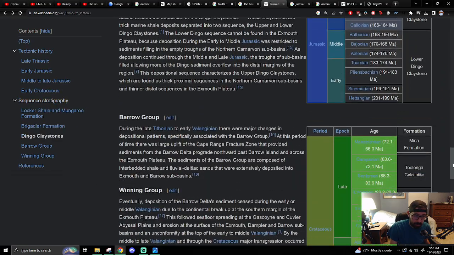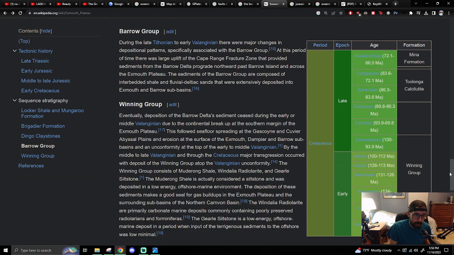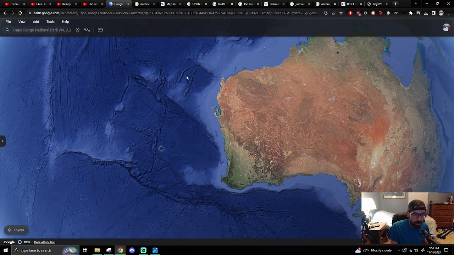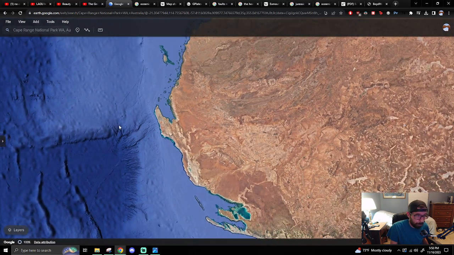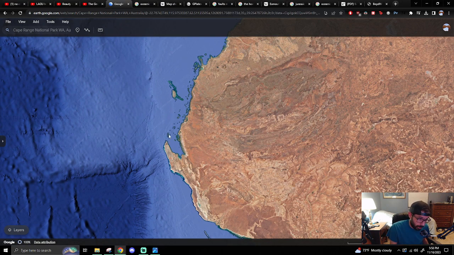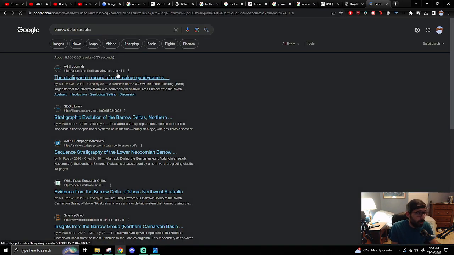Okay, let's keep going. So we're almost on the Exmouth Plateau, composed of interbedded shale. Let me read the rest of this. Provided sediments north, so this uplift in this region provided sediments northward past Barrow Island here. Although I really would say it definitely relates to this, but I'd be curious to see the details. Northward past Barrow Island and across the plateau from Barrow Delta. Barrow Delta, Australia. Geology, maybe?